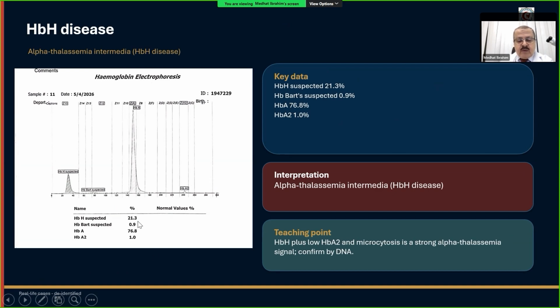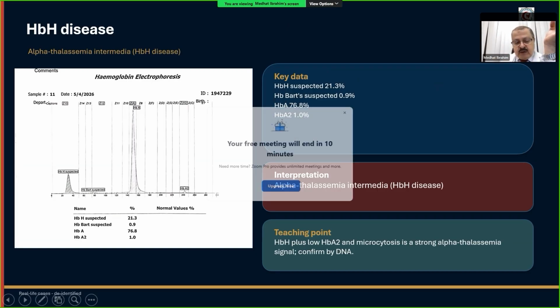So it's 21% hemoglobin H, and the remnant hemoglobin part, which is 4 gamma, and in that case the patient might have remnant of hemoglobin F. You have also reduced hemoglobin A and reduced hemoglobin A2. Although it's straightforward, it's better to do DNA analysis in every single case if you can.